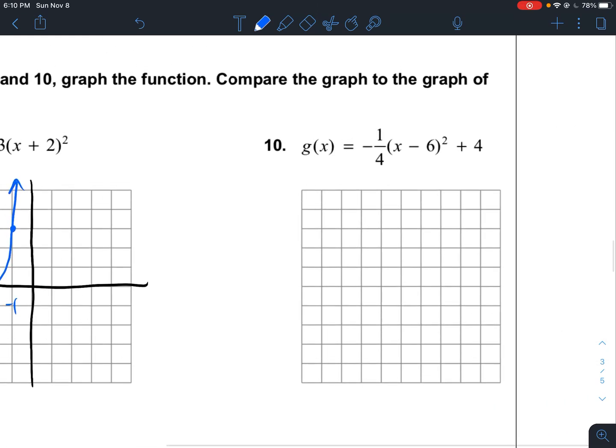To help you get started on this one, first graph the vertex. So know that you're going to be up 4 on the y, and then your vertex is going to be to the right 6. So I'll give you that much, and hopefully you can find out the rest.